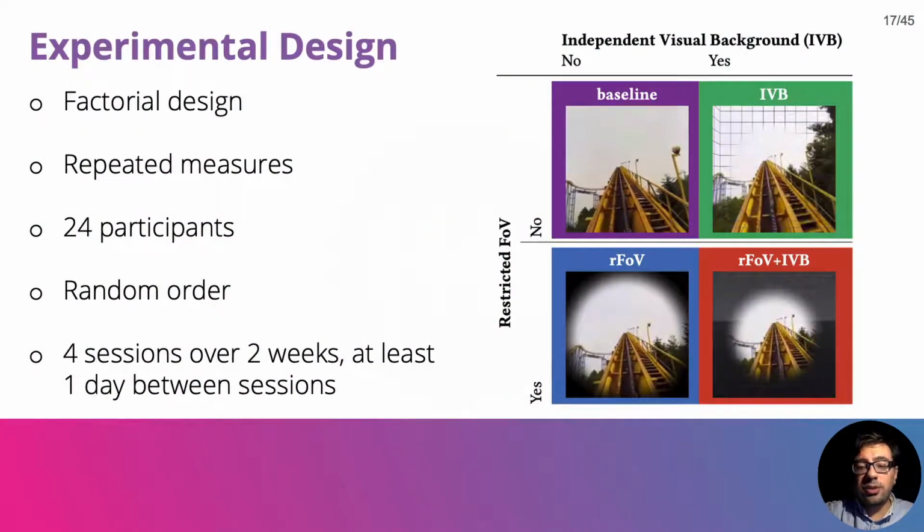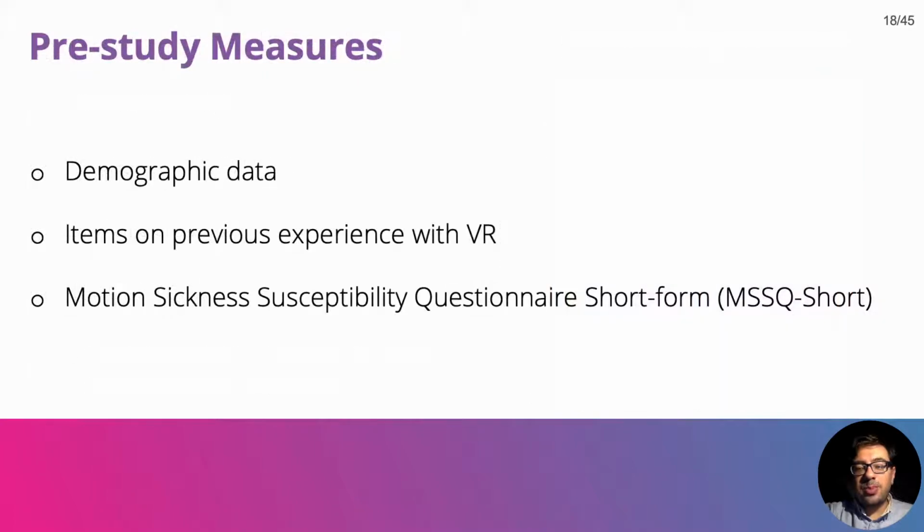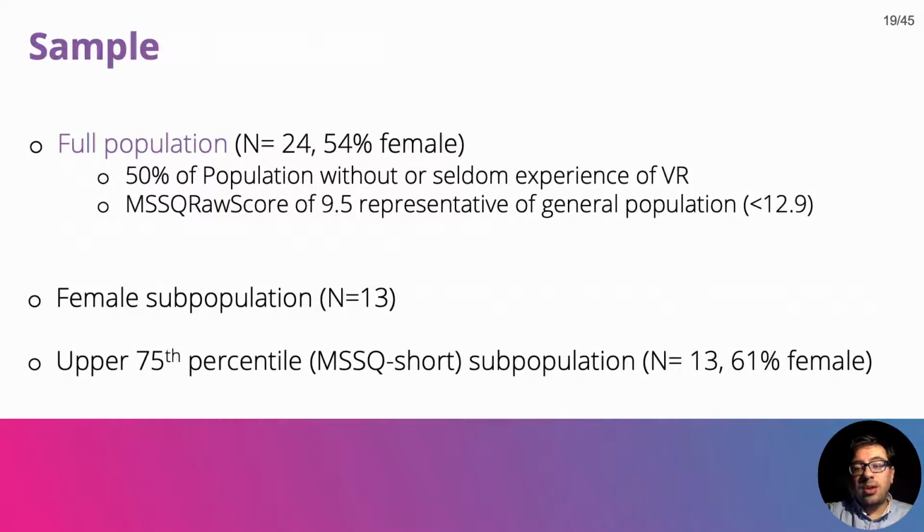The study used a factorial design with two independent variables, IVB and restricted field of view, resulting in 4 conditions, as you can see on the right side. 24 participants experienced the 4 conditions in a random order over a period of 2 weeks with at least a day between sessions. Prior to the study, participants reported demographic data, experience with VR, and filled out the Motion Sickness Susceptibility Questionnaire short form. Our population was mostly without experience with VR and presented a mean MSSQ raw score below the general population's.